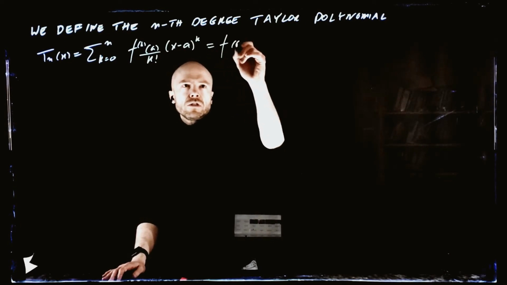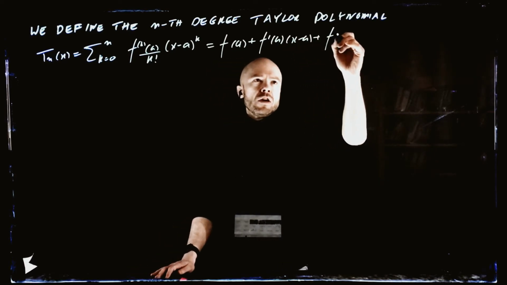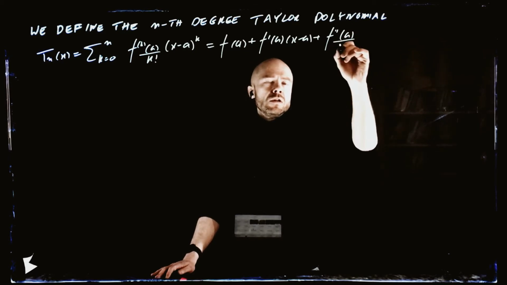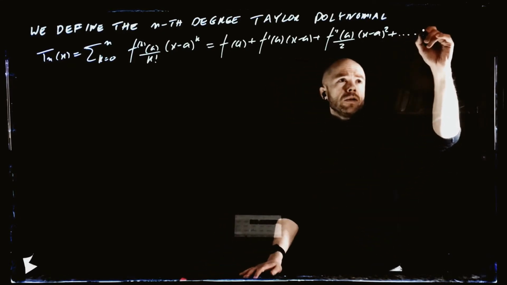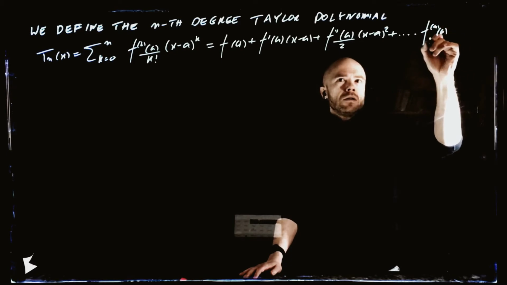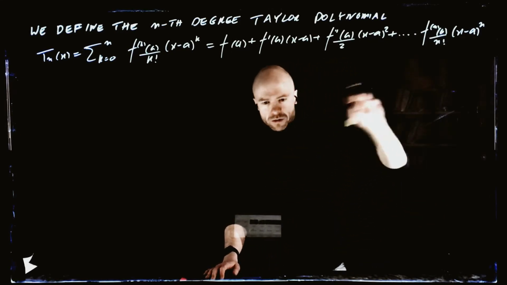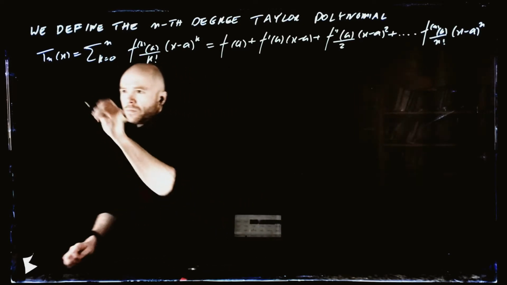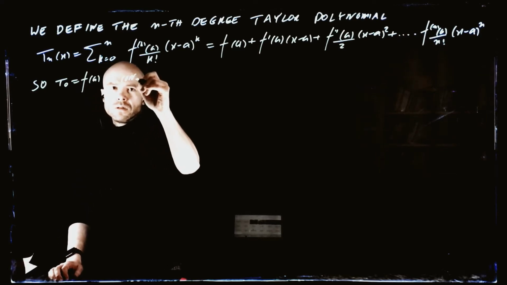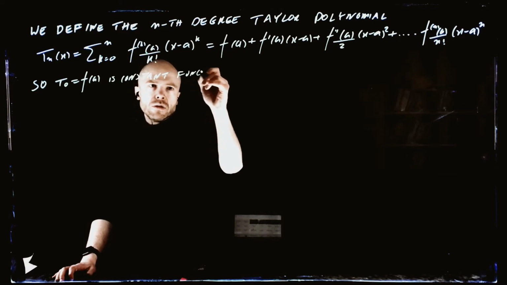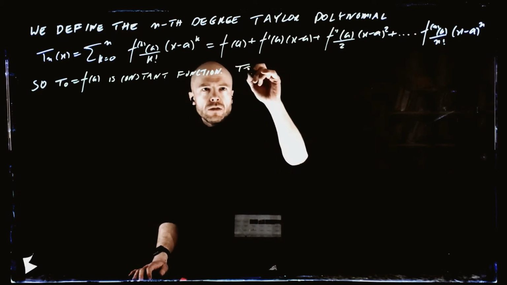So the first term, as always, is f(a). The next term is f prime(a) times (x minus a). The next term, f double prime(a) over 2 times (x minus a) squared, and so on, until the last term, which is the nth degree term. So it's a polynomial of degree n. We take it up to n, and then we stop. T0 is just a constant function. T1 is the tangent line.